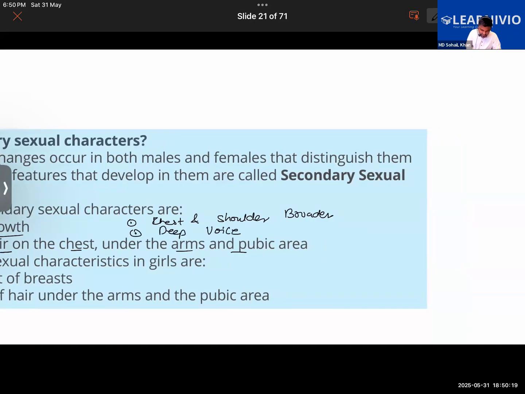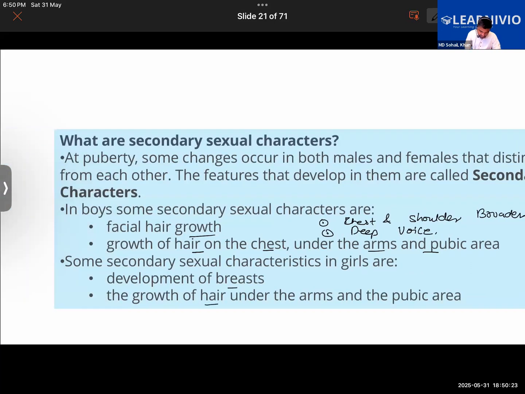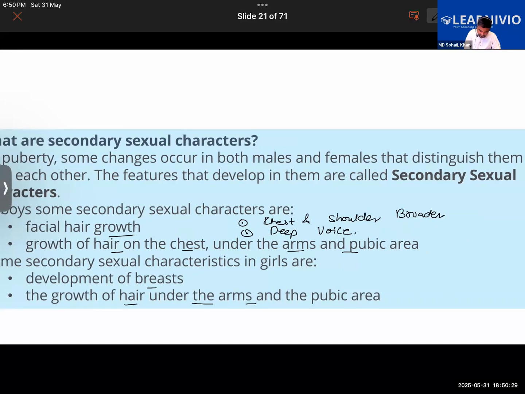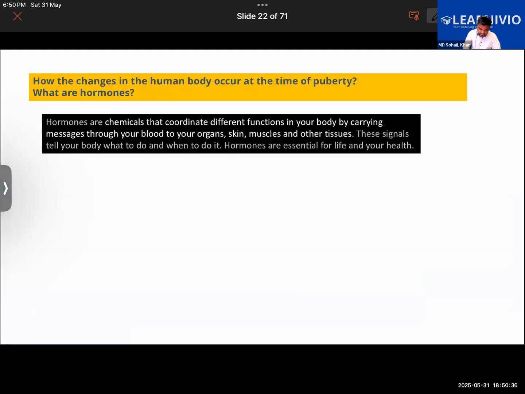Deeper voice generally. And as for the girls, development of the breast, right? The growth of hair under the arms, under the armpit, and in the pubic region. Other than that, we can also include widening of hips also. Why so? Because the hip joint is wider.